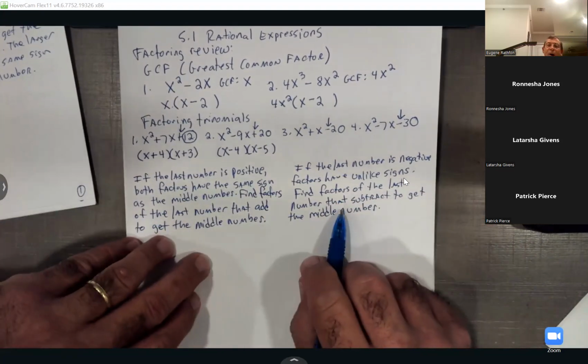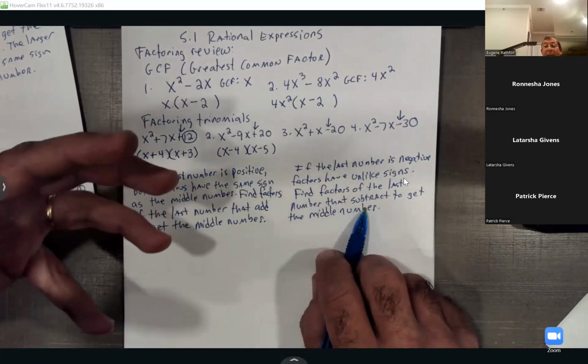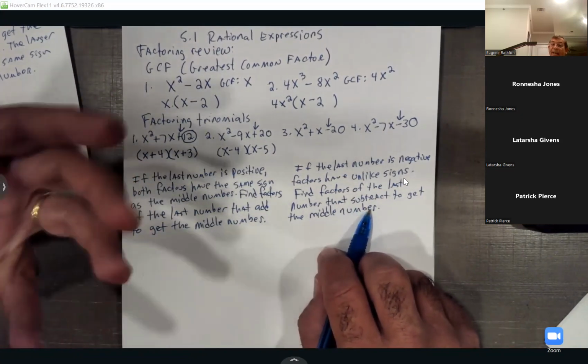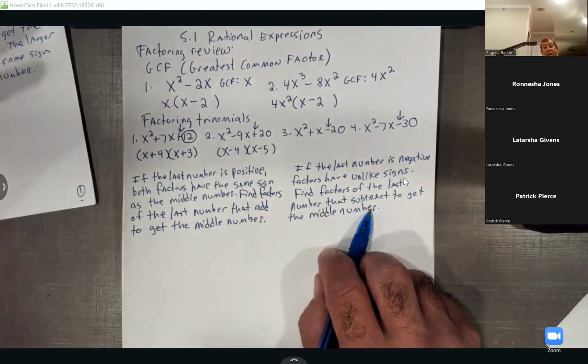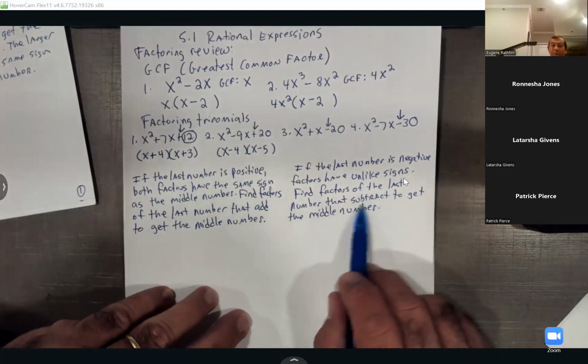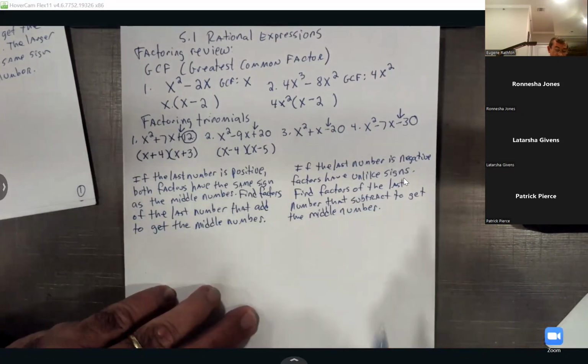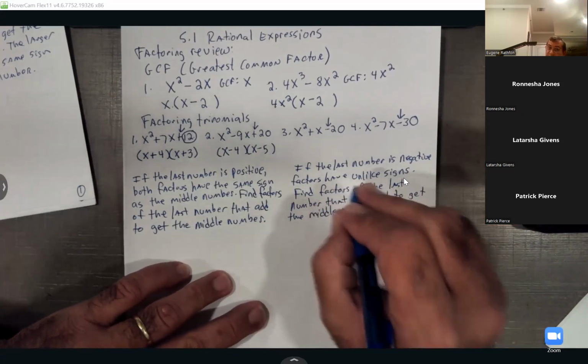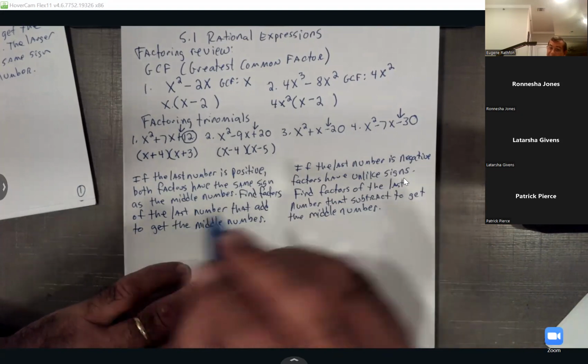Now, I'll tell you, although we say this, we're really adding them. But remember, when you add unlike signs, the rule is you subtract the numbers and get the sign of the larger number. So you're still following that rule. So it's easier just to find two numbers that subtract to get the middle number. Now, here's the difference, because these are unlike signs, so we've got to know who to give what sign.